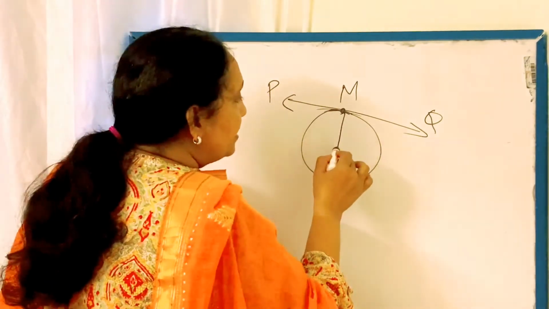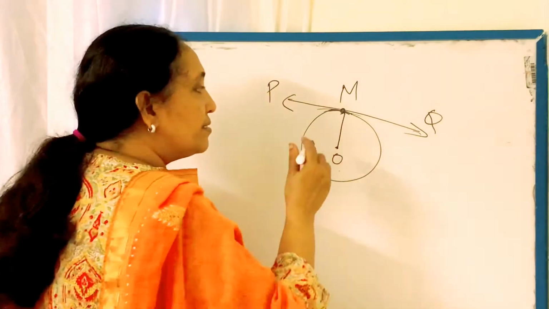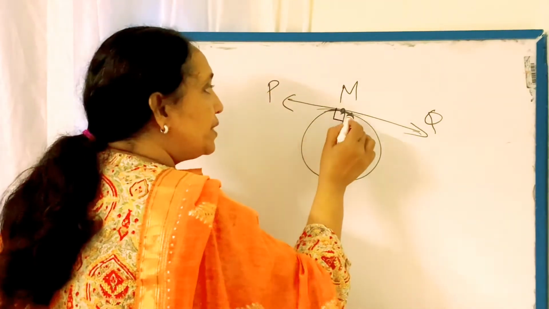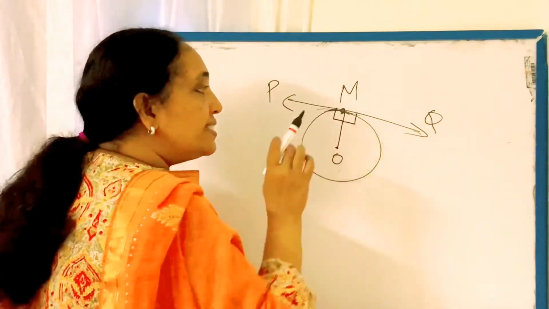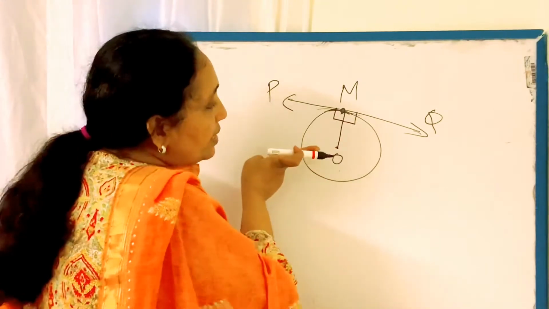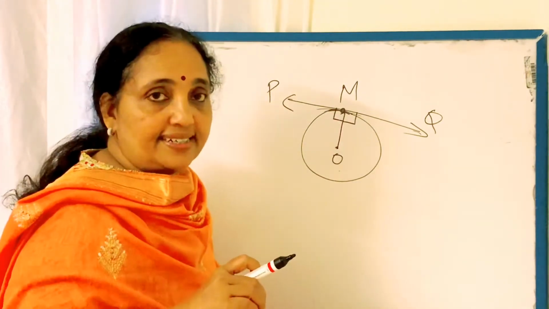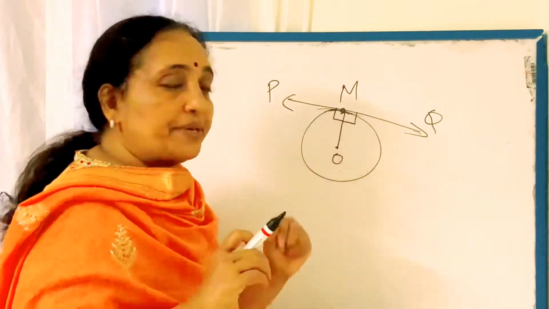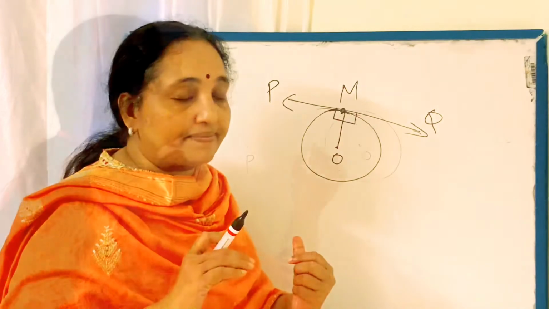Then between this OM and this PQ, there is a relation. This OM will be perpendicular to PQ. That means the radius is perpendicular to the tangent, and now this radius is called the normal to the circle. Radius is perpendicular to the tangent. That is a very important property in this chapter.